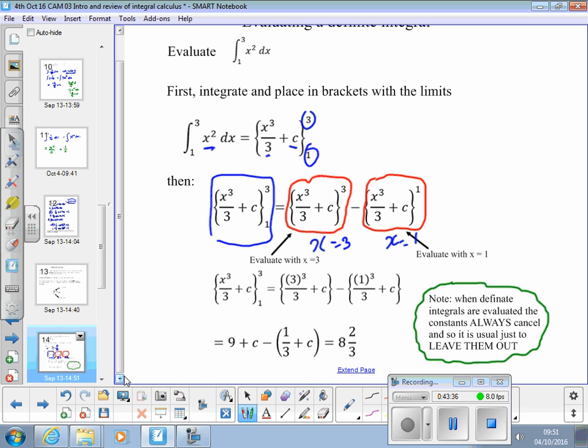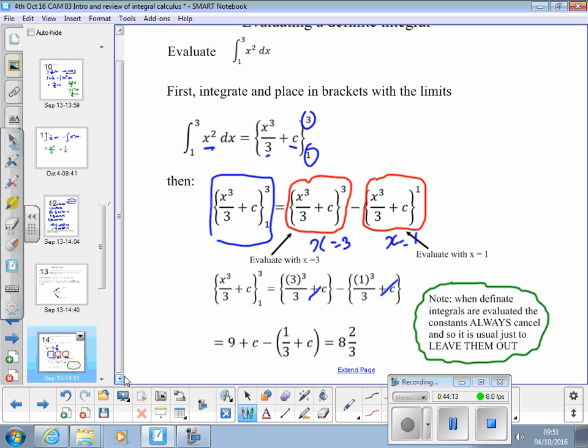So we put in 3 to the power 3 over 3 plus c. We put in 1 to the power 3 divided by 3 plus c. Because that's c minus c, the constants of integration disappear. And they always do when you evaluate definite integrals. So it's more normal just to leave them out in the first place, having done the integration, because you know they're going to cancel out.